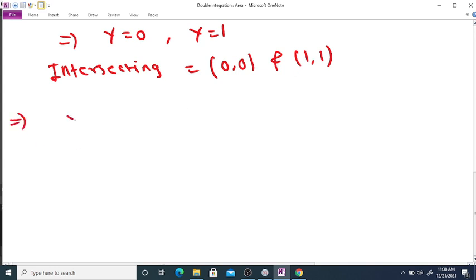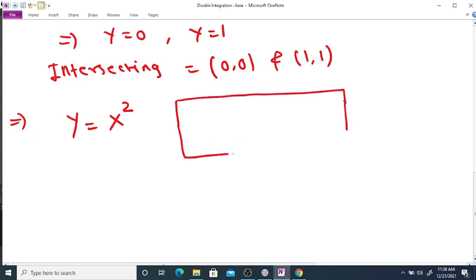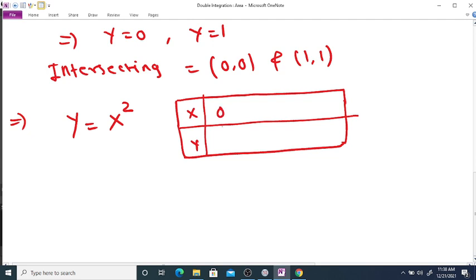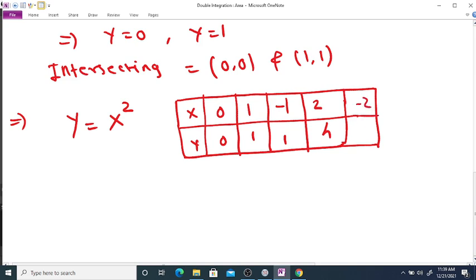Now first we want to draw y equal to x square. We know that this is the equation of a parabola symmetric with respect to the y axis. So if we consider some points: x is 0, y is 0; x is 1, y is 1; x is minus 1, y is 1; x is 2, then 2 square is 4; and x is equal to minus 2, then it is again 4.